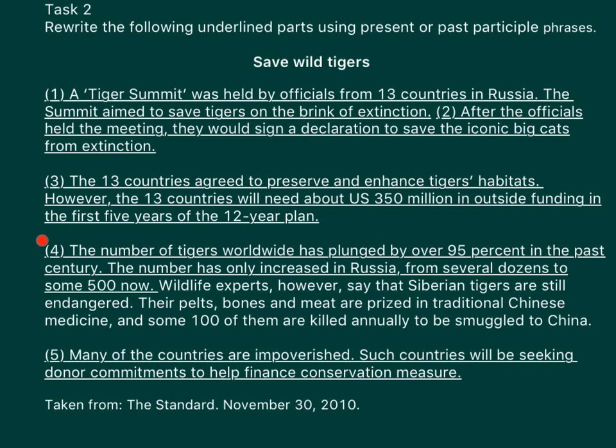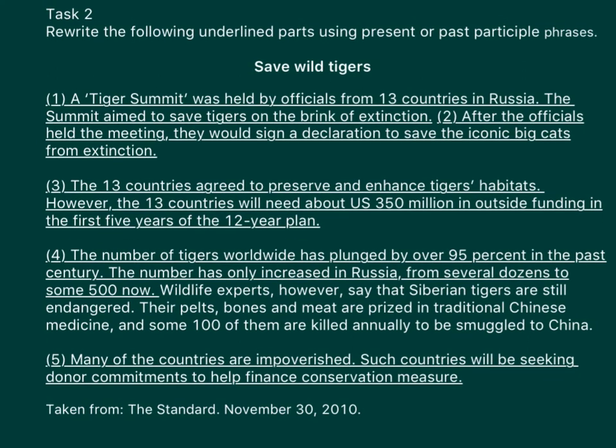Wildlife experts, however, say that Siberian tigers are still endangered. Their pelts, bones, and meats are prized in traditional Chinese medicine, and some 100 of them are killed annually to be smuggled to China. Many of the countries are impoverished. Such countries will be seeking donor commitments to help finance conservation measures. You may stop the video while you rewrite the underlined parts. And when you finish, resume play, and the answers will be displayed.